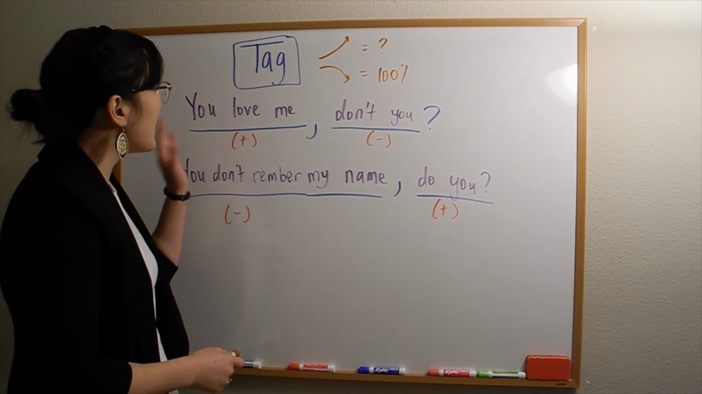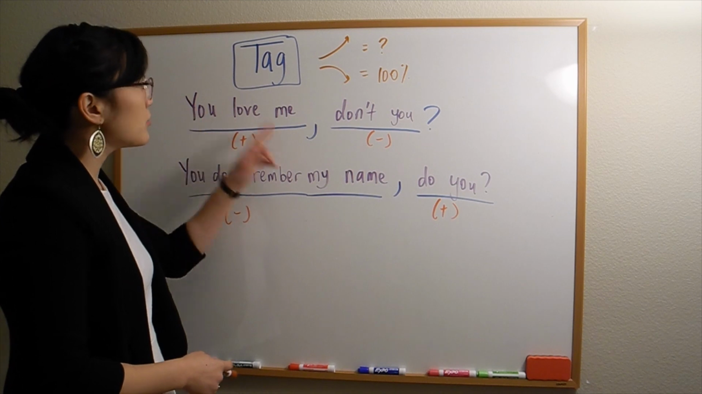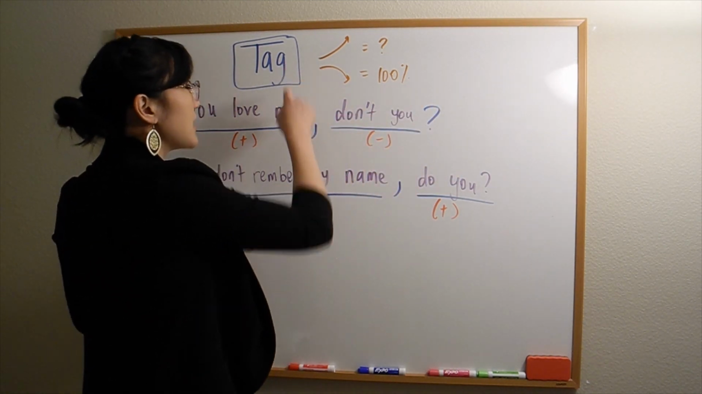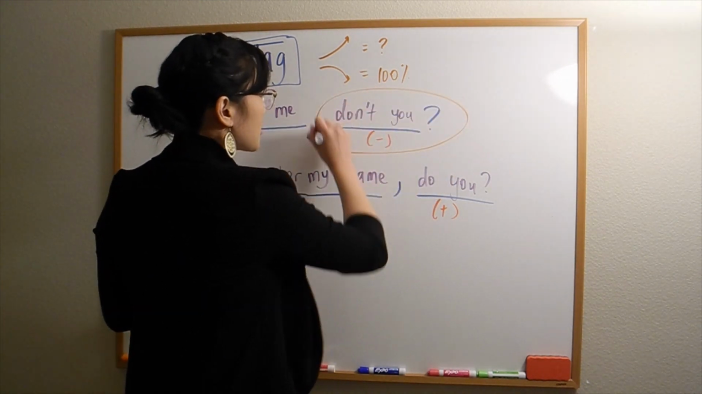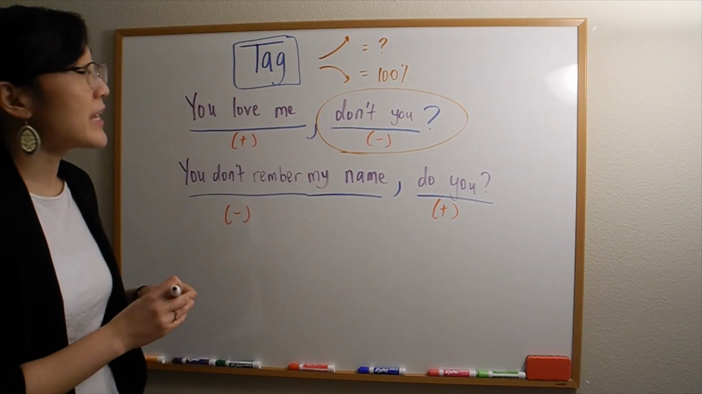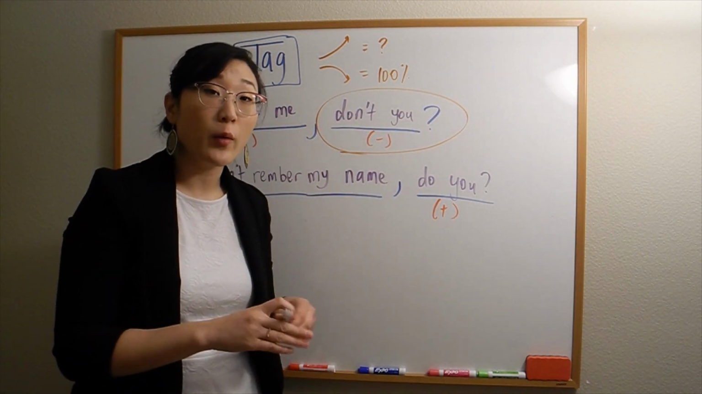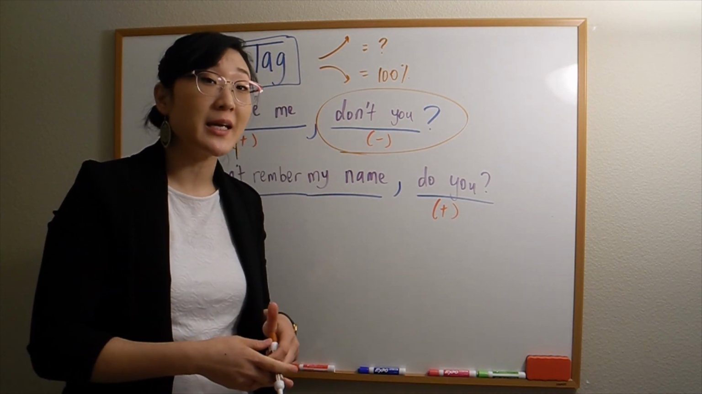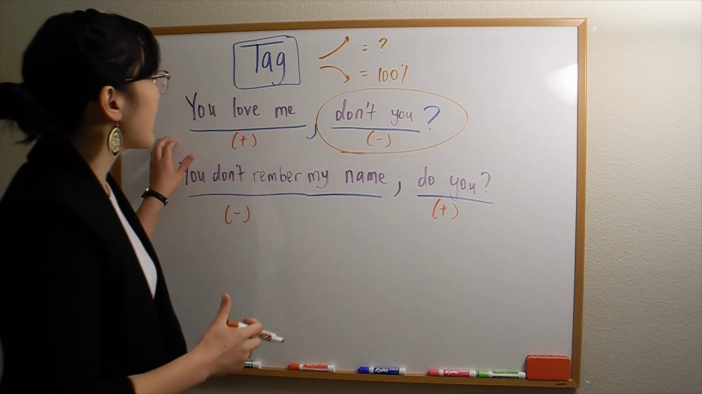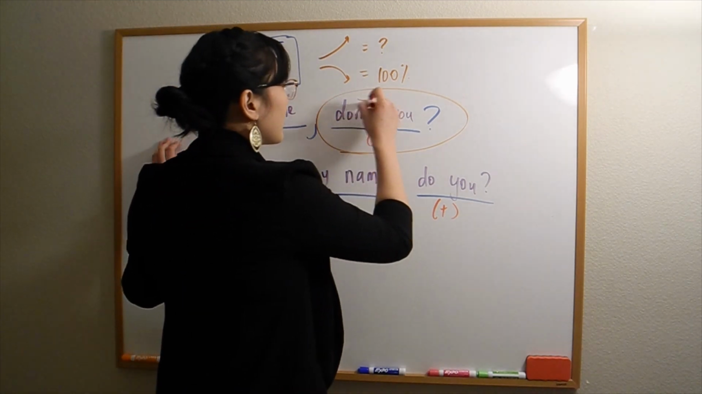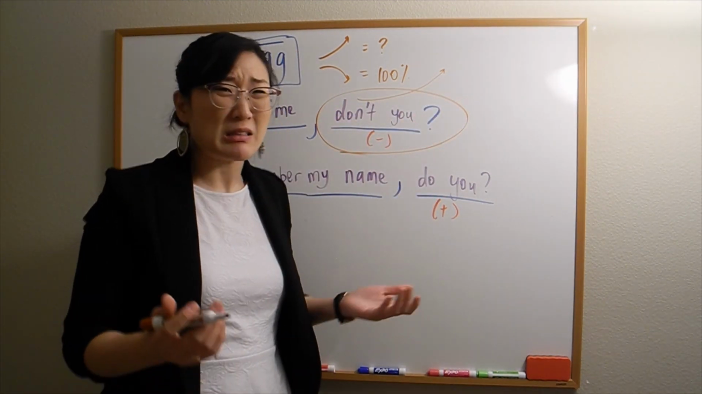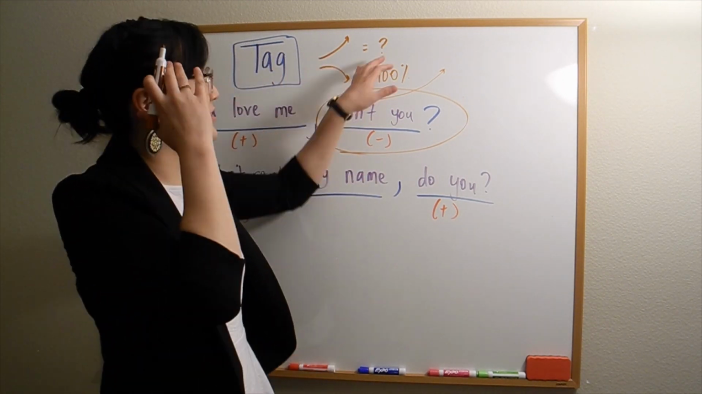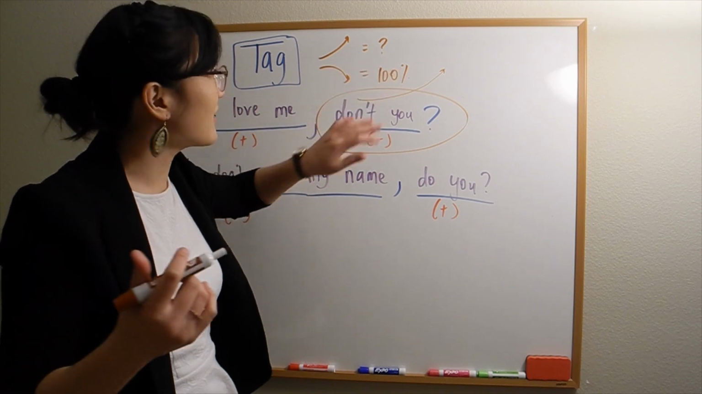So, if I ask this question, you love me, don't you? This is the tag. This is the tag question. Now, intonation is very important when I go up or when I go down because it will change the meaning. So, if I say, you love me, don't you? Right? That means I'm like, I don't know the answer, right?